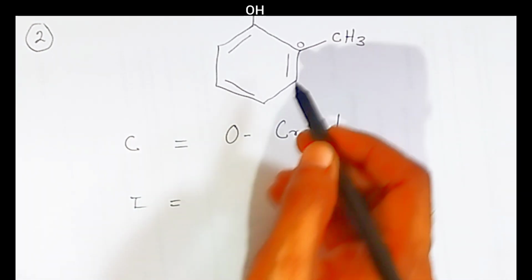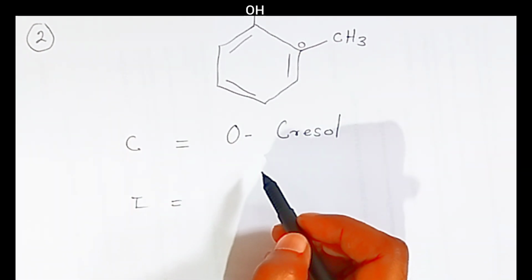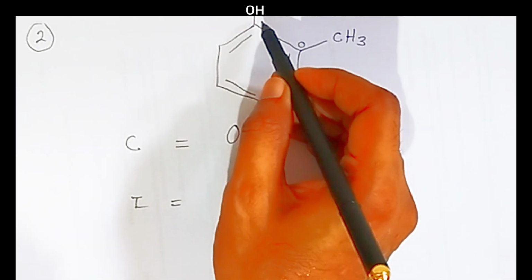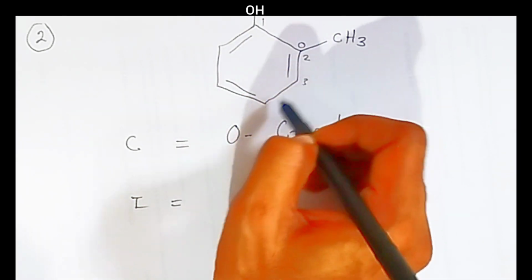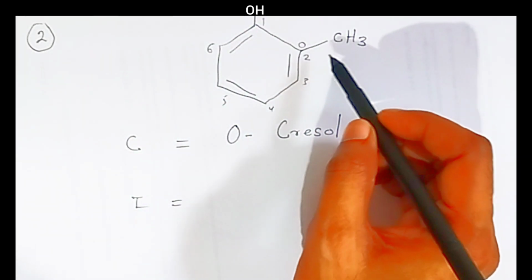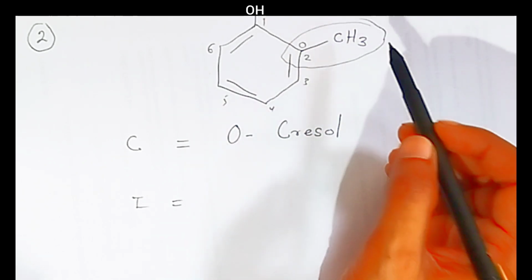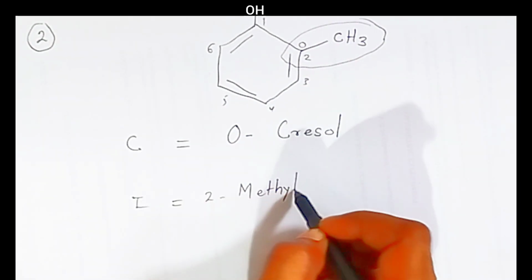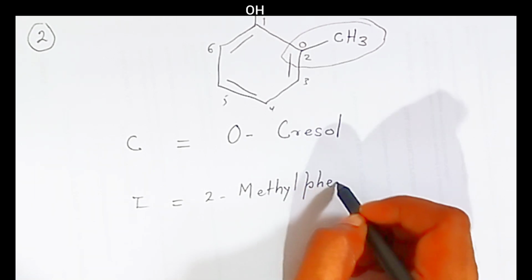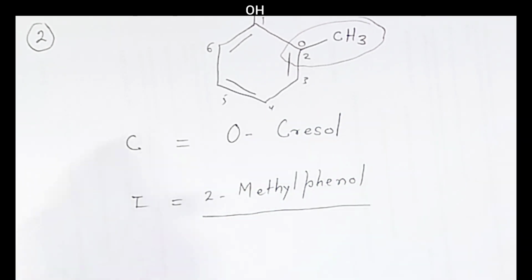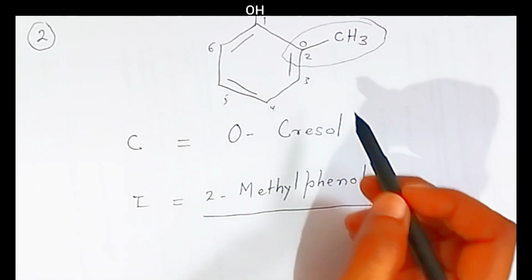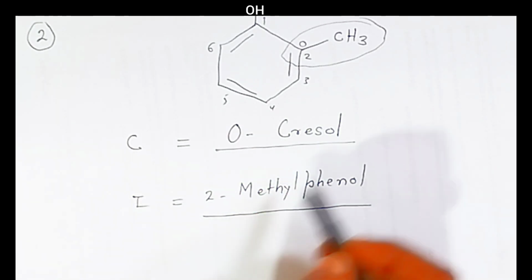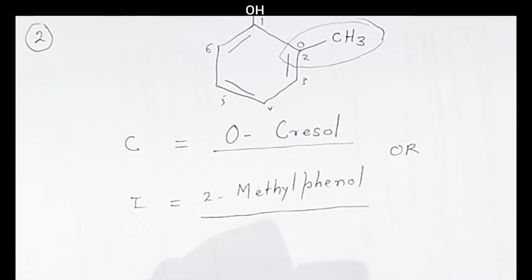What will be the IUPAC name of this molecule students? So we have to start the numbering from here. Hydroxyl 1, 2, 3, 4, 5, 6. Since students here methyl is attached to the second carbon of the phenol, we call as 2-methyl phenol. So name of the compound will be 2-methyl phenol. In common name, this compound is called as orthocresol, or you can say 2-methyl phenol.